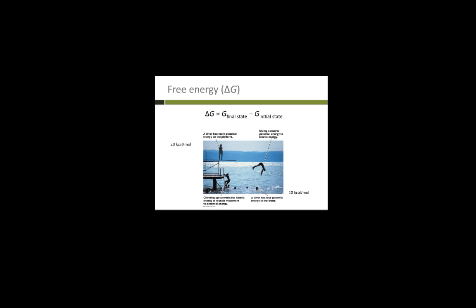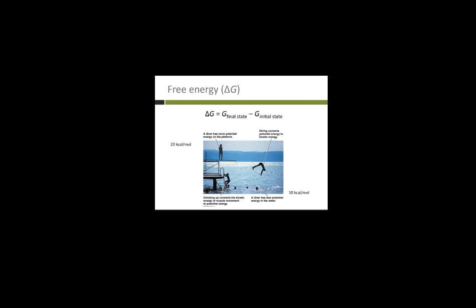If the initial state was you in the water, and the final state is you on the board, you have to put in energy. You have to put in muscle movement to go from lower energy to higher energy. The delta G will be positive in this case because the energy of the initial state was lower than the final state. Let's put some numbers to this.